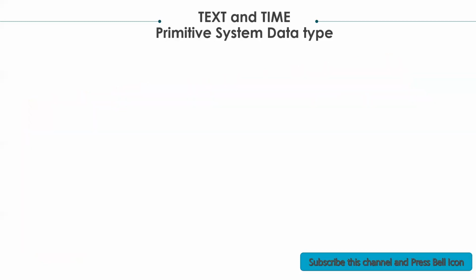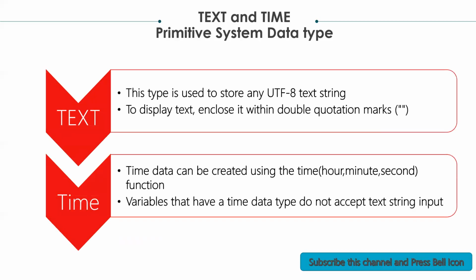Text and time. The text type is used to store any UTF-8 text string. A numerical value can be entered into the text data type. However, data manipulation cannot be performed on the text data except for report aggregations. The default value is empty value. To display text, enclose it within double quotation marks.